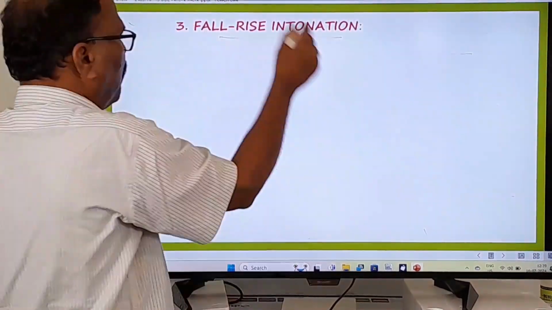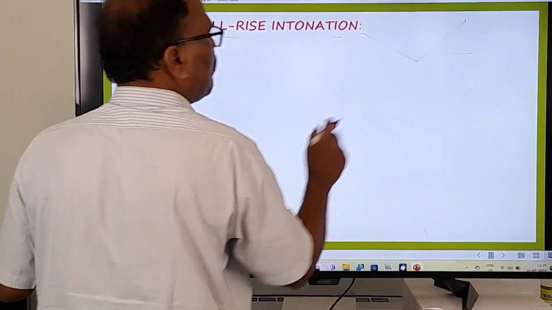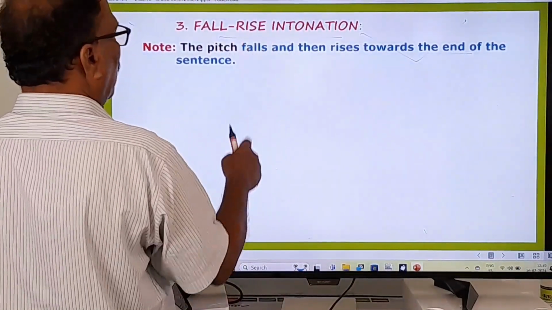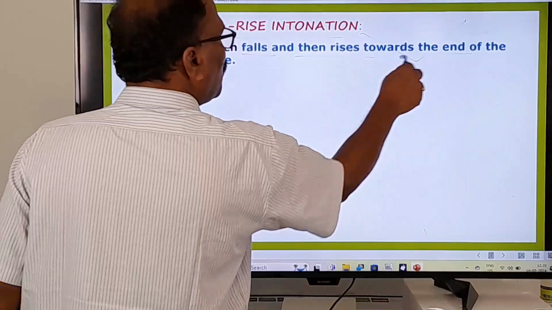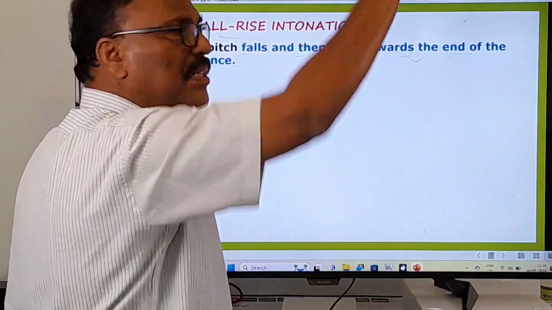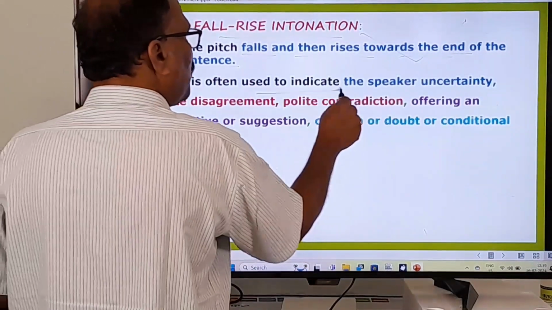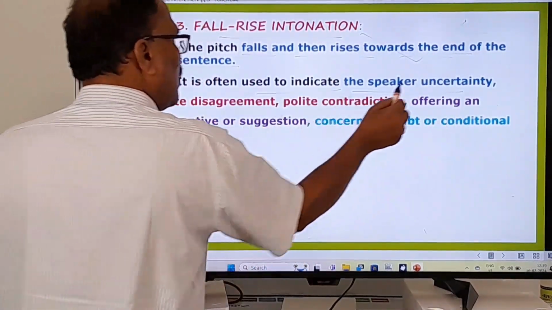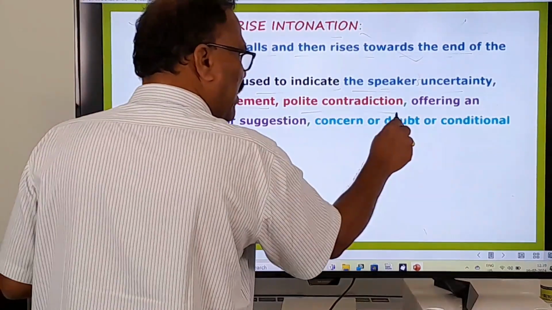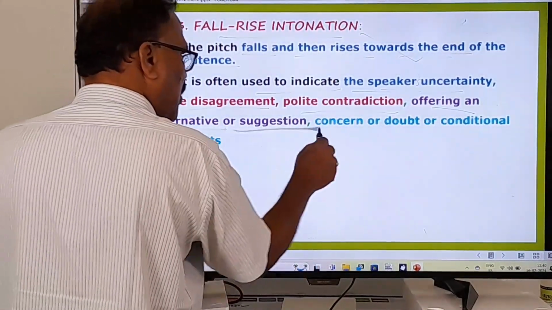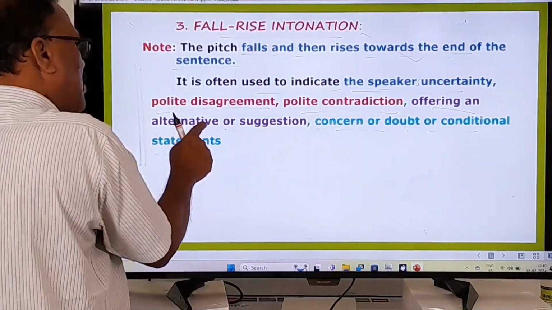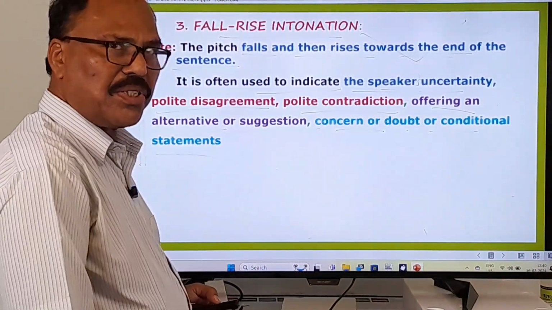Fall, rise, intonation. Where does this fall, rise, intonation occur? The pitch falls and then rises towards the end of the sentence. That is called fall, rise, intonation. It is often used to indicate the speaker's uncertainty, polite disagreement, polite contradiction, offering an alternative or suggestion, concern or doubt, or conditional statements. In all these things, this kind of fall, rise, intonation is used.